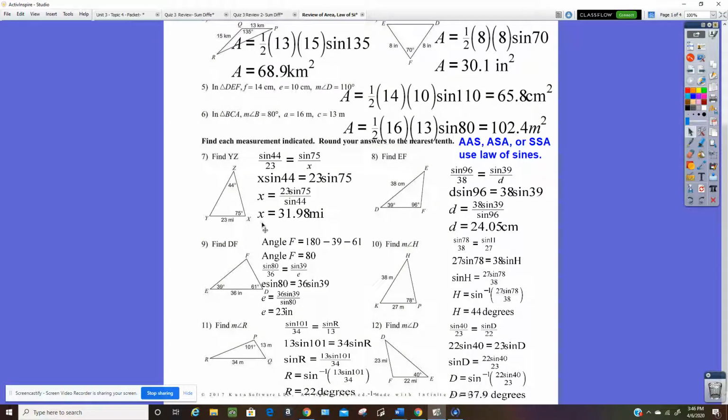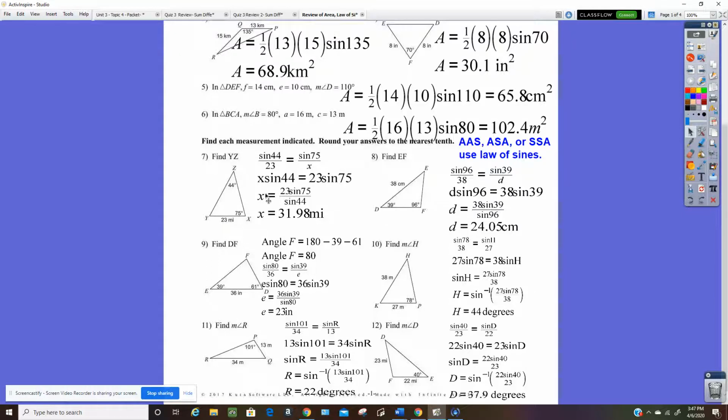Starting with number 7, you have sine of 44 over 23, so sine of the angle and then the opposite side. And then sine of 75 over what you're trying to find. Since this is angle x, I can call this side x, which is the same as YZ.